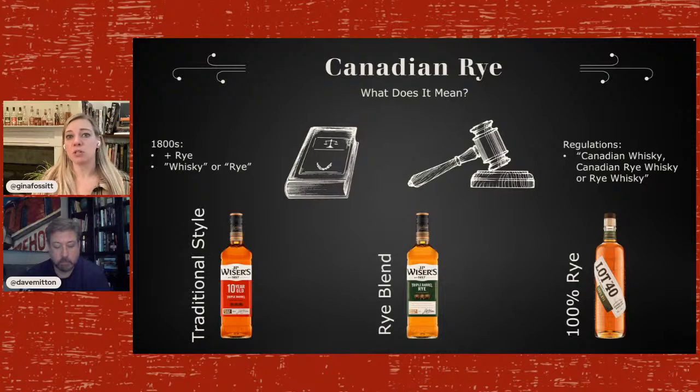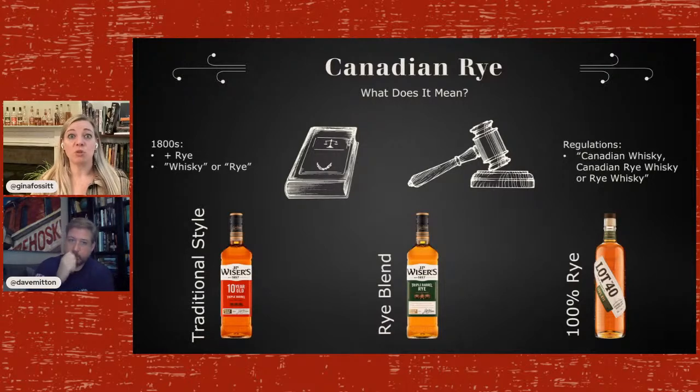So because of the production styles in Canada, we really end up having a lot of different styles of what could be considered Canadian rye. We look at J.P. Weiser's 10-year-old as a great example of a traditional style that someone in Canada especially would call a rye. It's very little rye, 10 to 15% in there, primarily corn. But that qualifies as a Canadian rye.